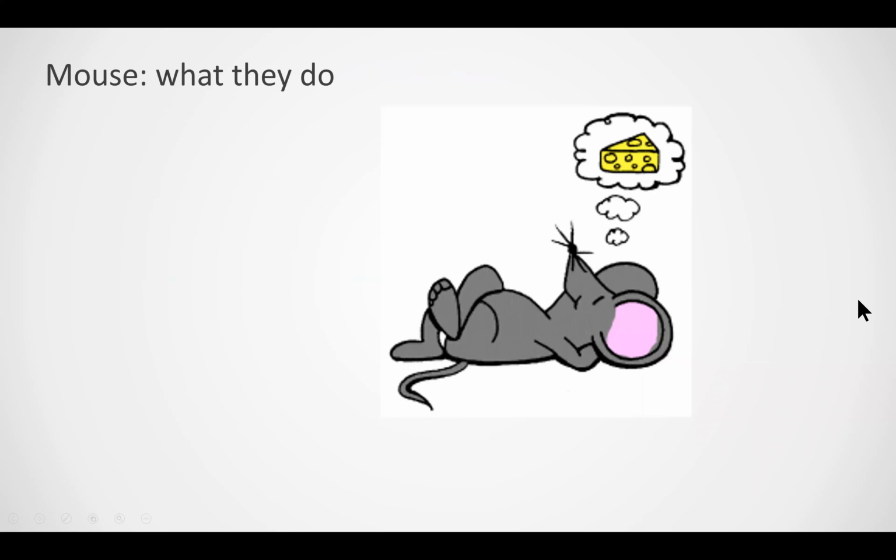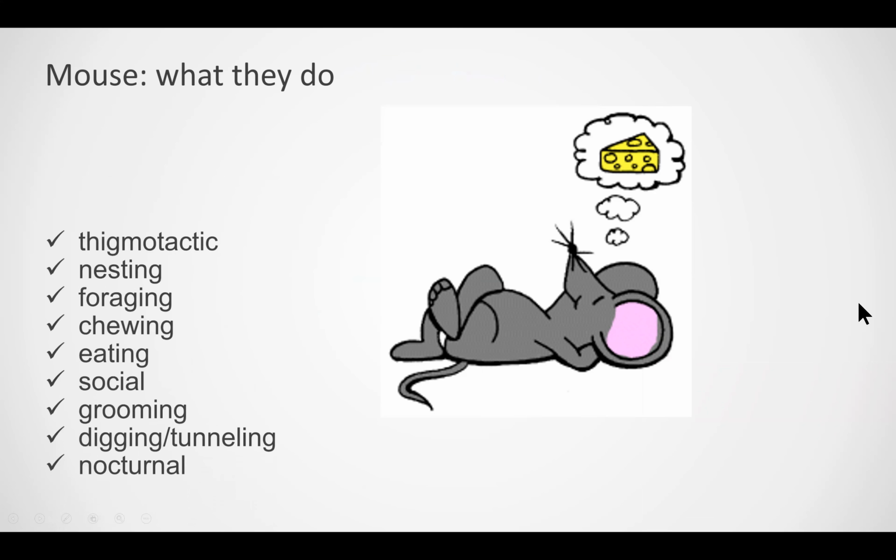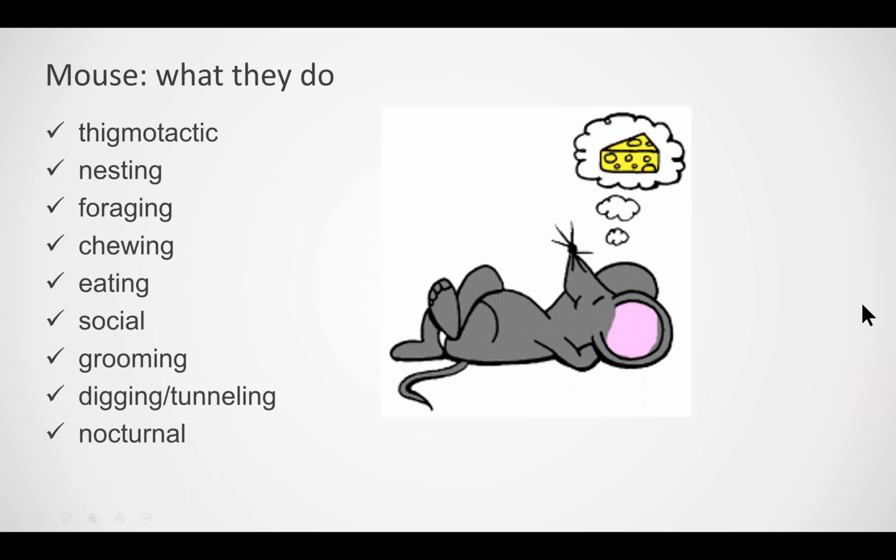Enrichment for mice. So think about what they do, okay? Again, they're thigmotactic. They do lots of nesting. They like to forage. Chewing's another thing. Of course, they enjoy eating. They eat a lot. They have a very high metabolism rate. They're very social animals, and they do enjoy grooming, digging, tunneling, and also they're nocturnal. So those things have to be taken into consideration.